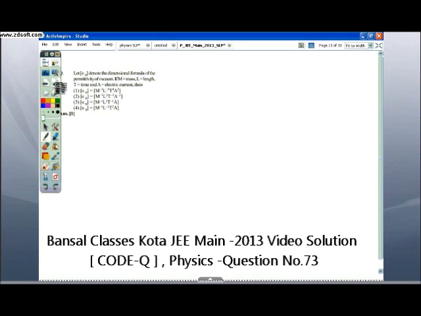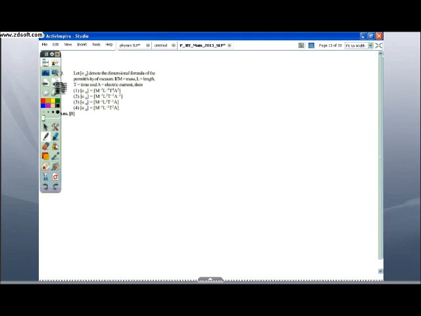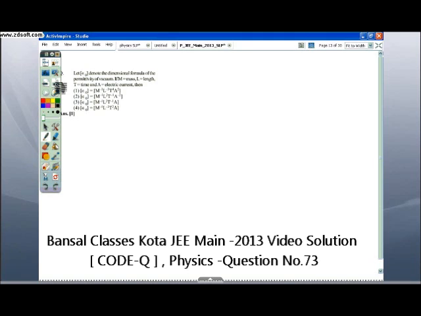Okay, in this problem, let epsilon naught denote the dimensional formula of the permittivity of vacuum. Capital M equal to mass, capital L equal to length, capital T equal to time, and capital A equal to electric current. Then we have to find the correct option. We know this formula F equal to 1 by 4 pi epsilon naught Q1 Q2 by r square. This is the force of interaction between two point charges, known as Coulomb's law. From this, epsilon naught depends on Q1, Q2, F and r square.